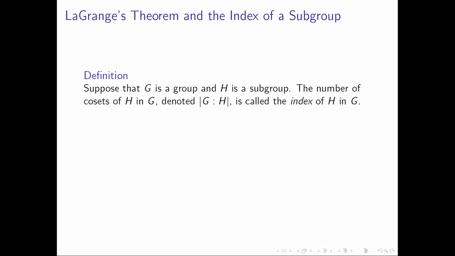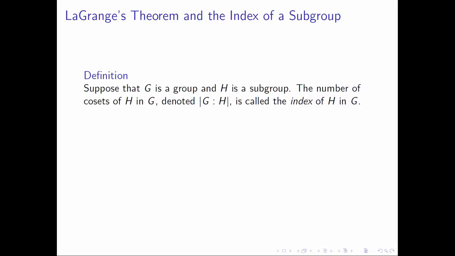Now, as you start working with cosets, one thing that you'll want to have a word for is the number of cosets that are formed when you're looking at subgroup H and the cosets of H inside of G. So we make the following definition. Suppose that G is a group and H is a subgroup, then the number of cosets of H in G, which is denoted with these cardinality signs and a little colon in between, G colon H, is called the index of the subgroup H inside the group G, the index of H in G. And this is the number of cosets of H in G.